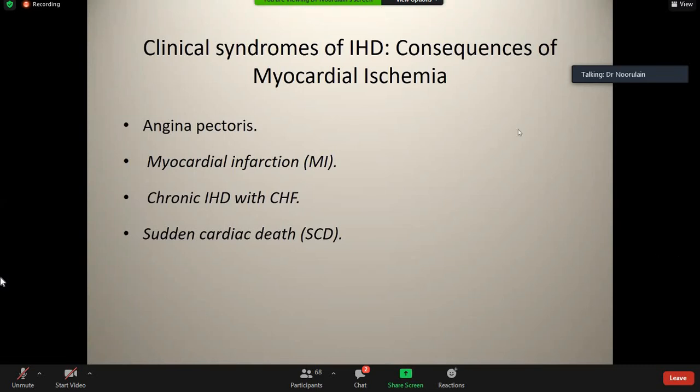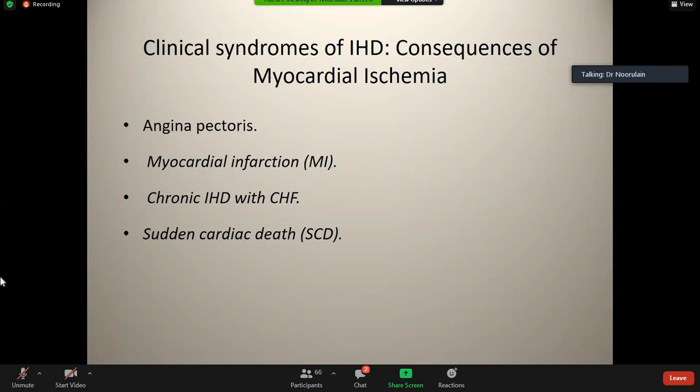Very good. There are clinical syndromes like angina pectoris. Angina pectoris is a chest pain, ischemia-induced pain, but is insufficient to cause myocyte death. Second one is myocardial infarction. Third is chronic ischemic heart disease. Fourth is sudden cardiac death.